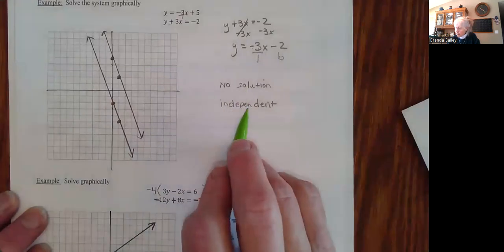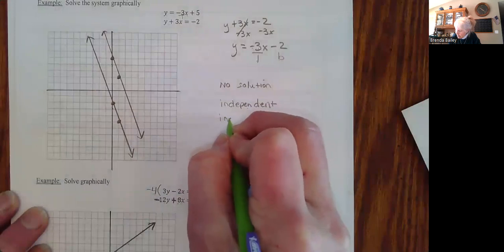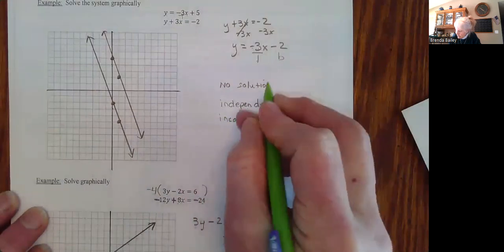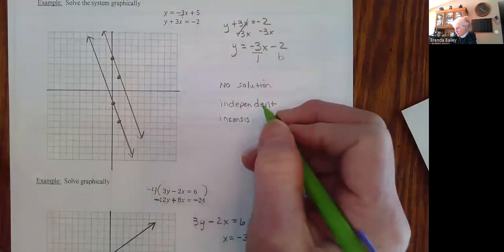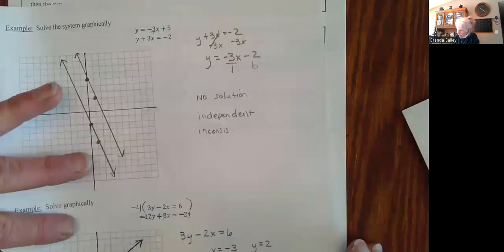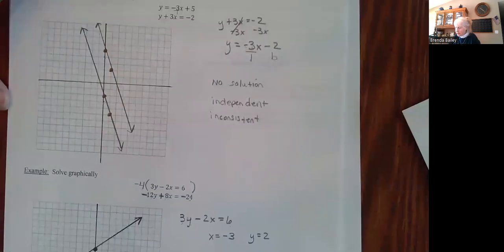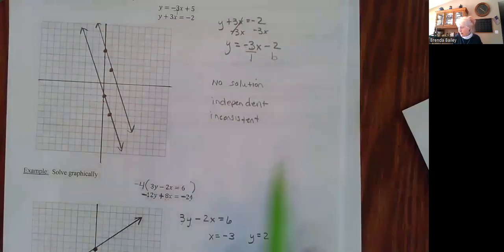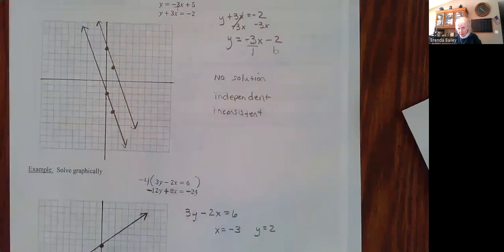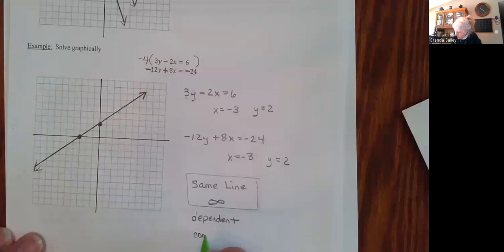All right, this one right here is independent lines, but there's no solution, so it's inconsistent. So let's see. Yeah, this is my only one that's inconsistent. But I guess you could think of it as they both have an I. So independent and inconsistent, both. All right, so there's no solution. And this last one, it's the same line. It's dependent and consistent.